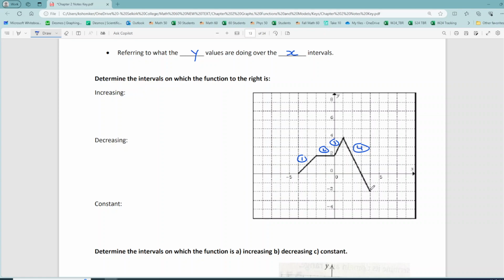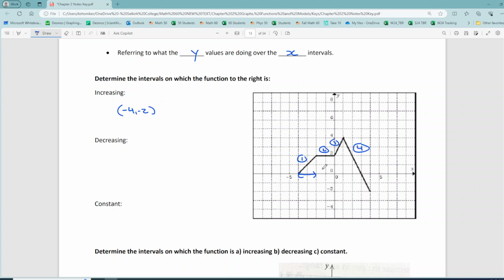Now, when I ask you the intervals, I can see that the y values are increasing, but I want to know what x values are giving those increasing y values. That's feeling like a weird sentence. So if you look here, over this interval, in section 1, for these x values, the y values are increasing. So from -4 to -2, the y values are increasing. Now we always use round brackets because at -4 and at -2 there can be a change, and so we never use a square bracket.